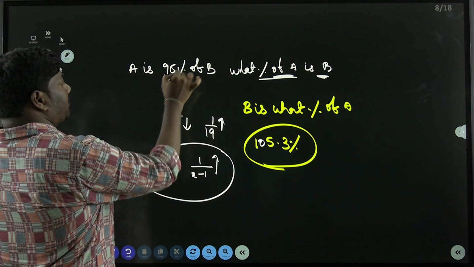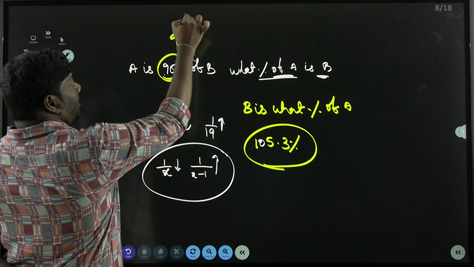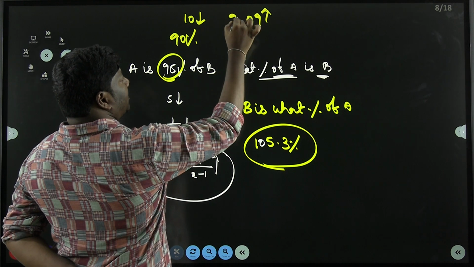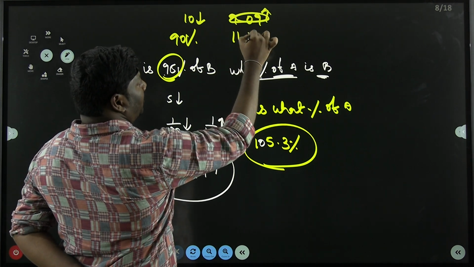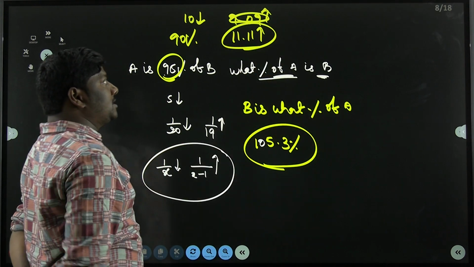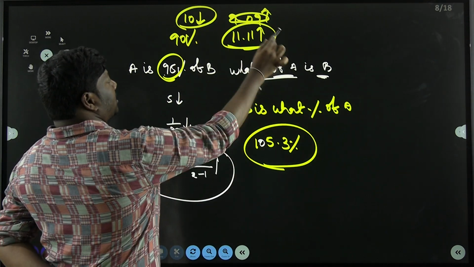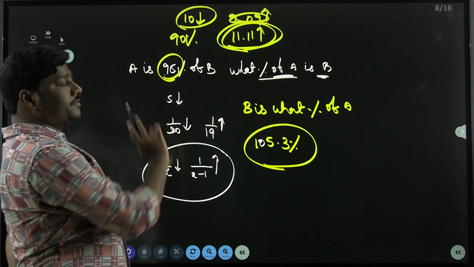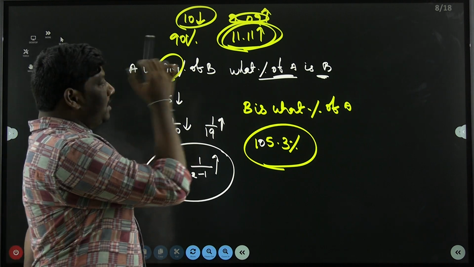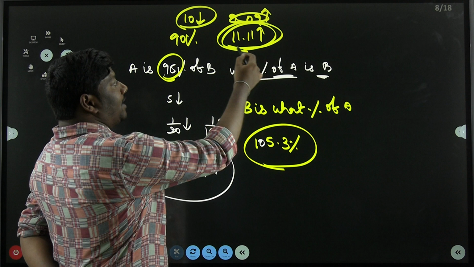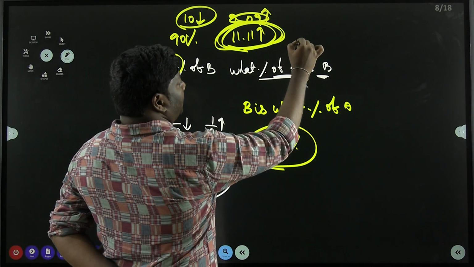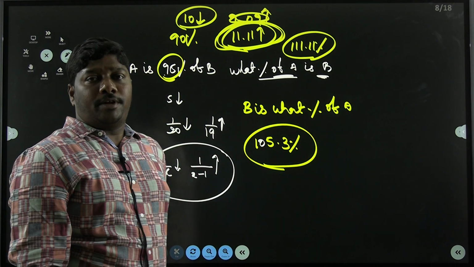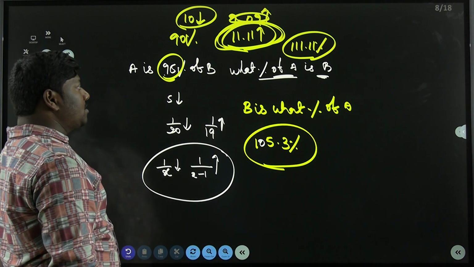In the same manner, instead of 95, they may ask you 90% also. 10% less, we all know, is 11.11% more. Always, if the decrease is less, the increase percentage will be more. So, if A is 90% of B, then B is what percent of A, if they ask you? 11.11% more, which is 111.11%. So, B is 111.11%. They can ask you these kinds of questions.